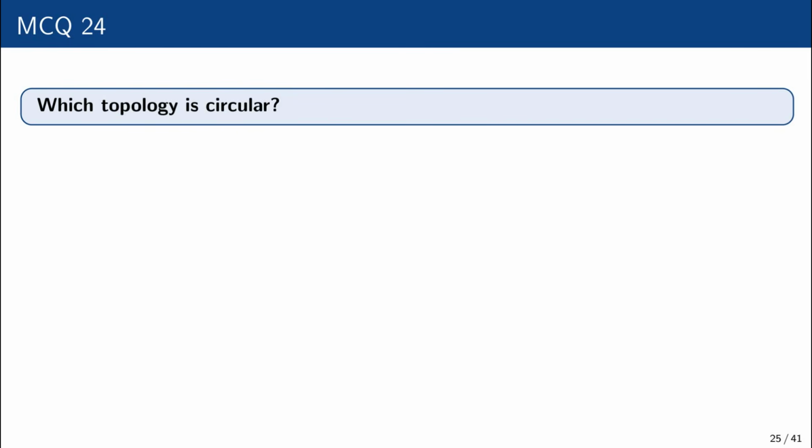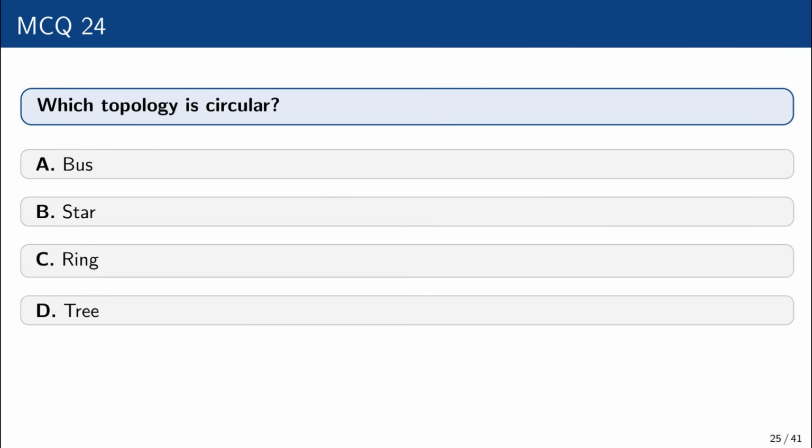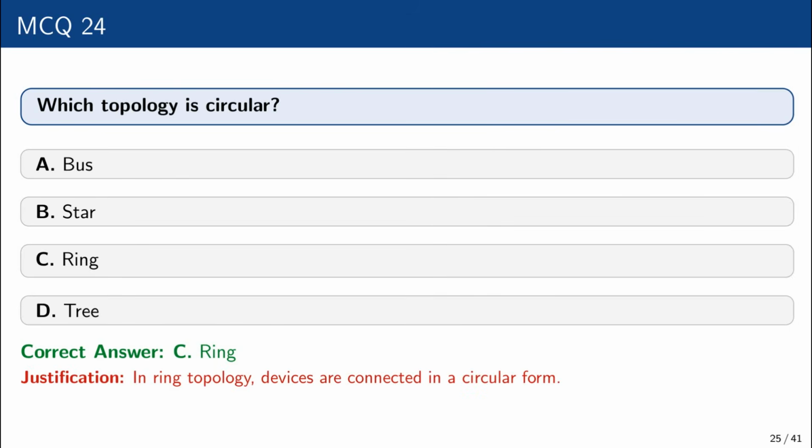Question number 24. Which topology is circular? Bus, star, ring, or tree? The correct option is ring topology. Because in ring topology, devices are connected in a circular form.